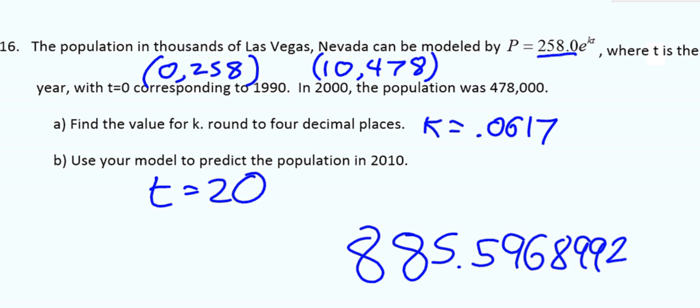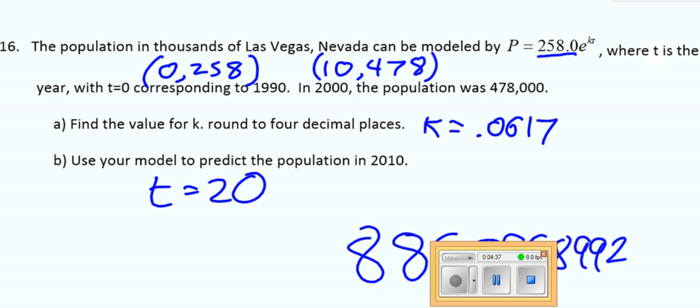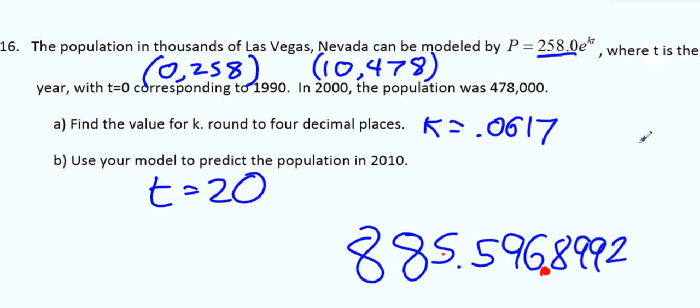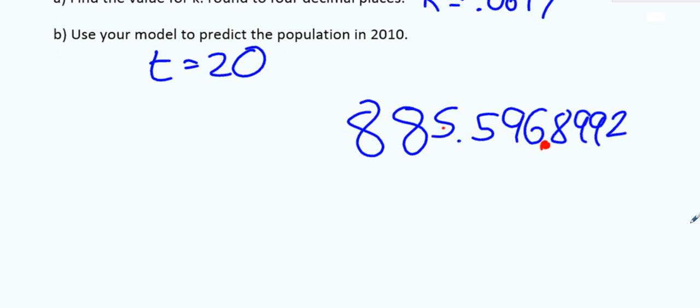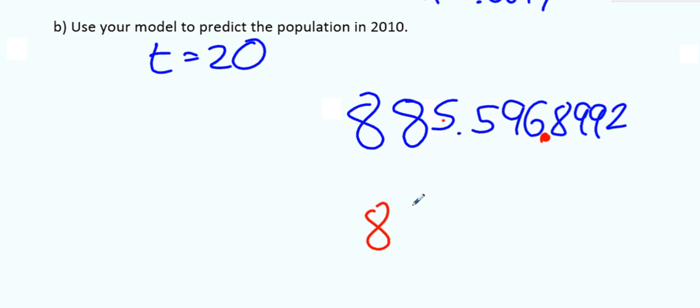We need to change it back to context. Since this is population in thousands, it's 885,596.8992 people. It probably makes more sense to round that up to whole people. Let's round that up to 885,597 people.